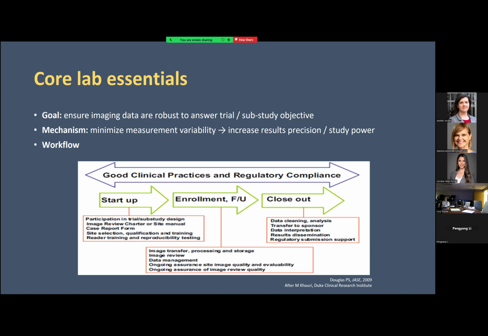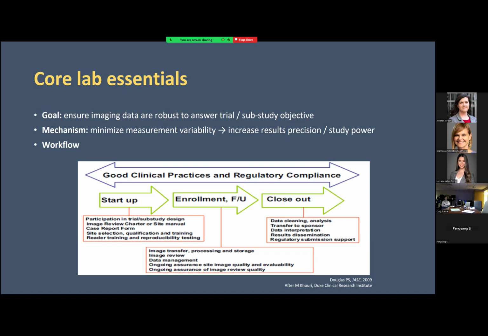And then there's an ongoing process of both the quality of the images, the evaluability of the image, and the overall image review quality. So when we have scans that come into the lab, we are often not just evaluating the measurements on the scans, but we're looking for things like artifacts or changes in parameters. Did they not do a full slice stack on the short axis stack for the cines?